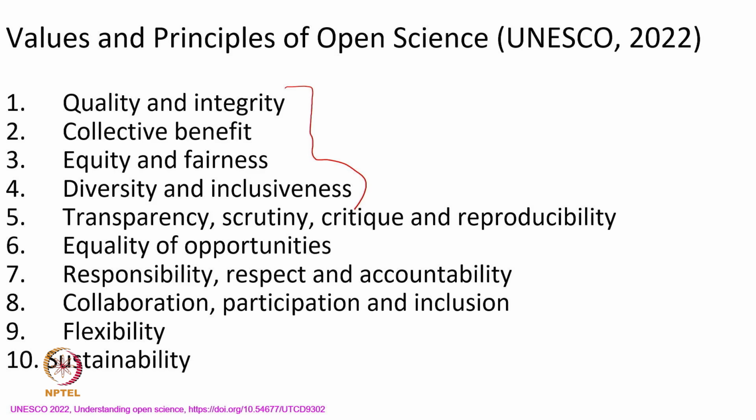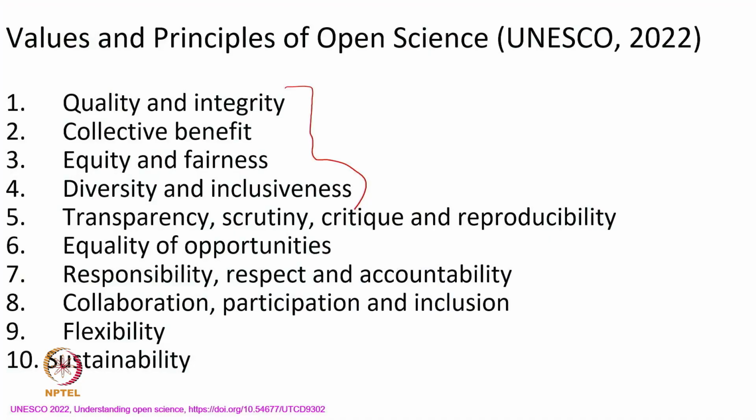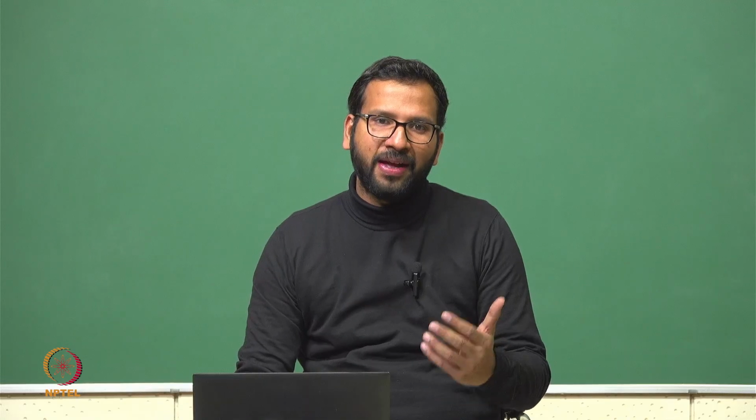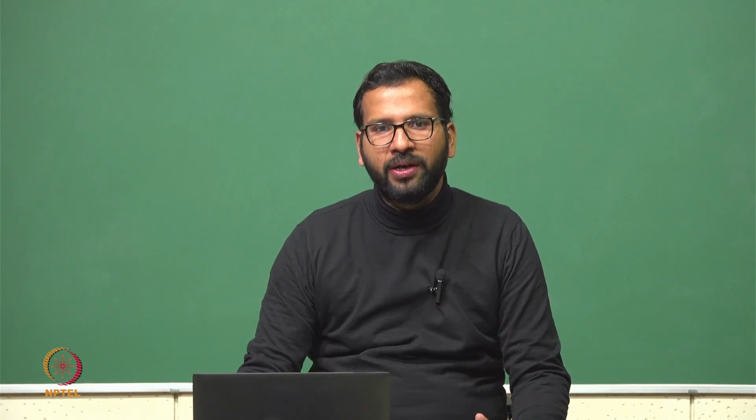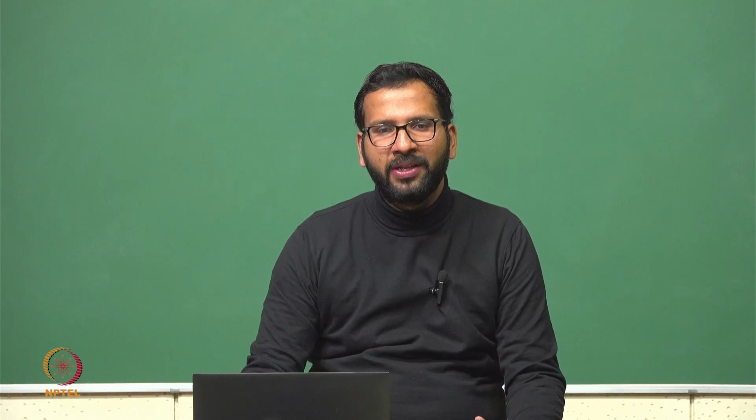Then the third value is equity and fairness, which means equitable and fair access to science irrespective of any kind of discrimination, like nationality, race, age, gender, socio-economic status, discipline, language, religion or any other grounds. So the last and the fourth value is diversity and inclusiveness. What it means is to bring diversity and inclusiveness in all aspects of science. These are the four key values as per UNESCO.